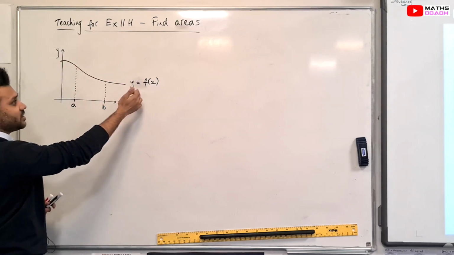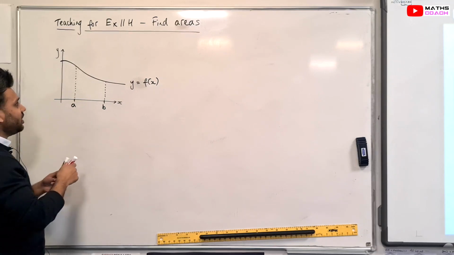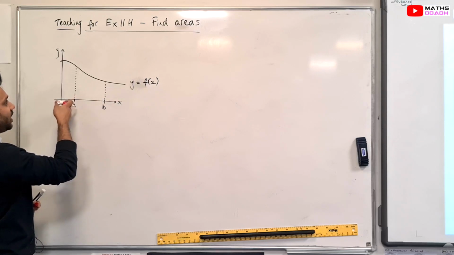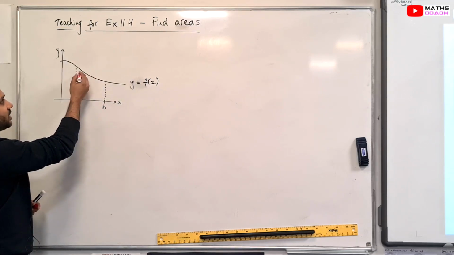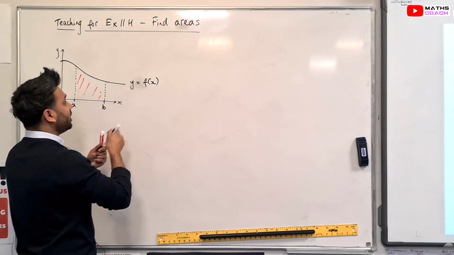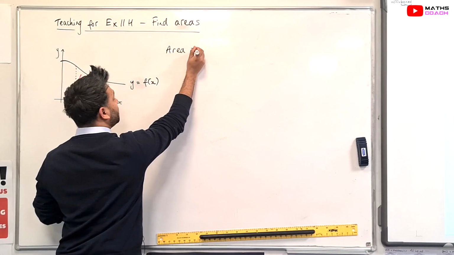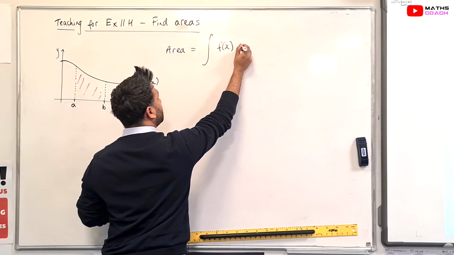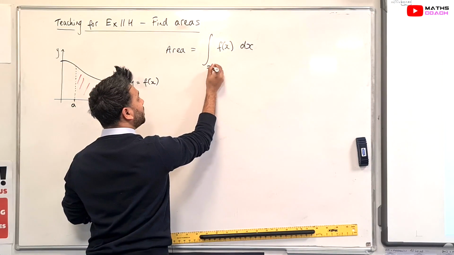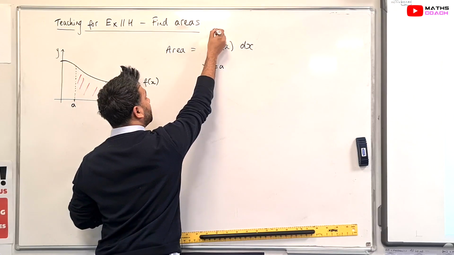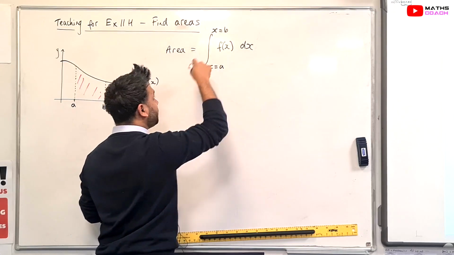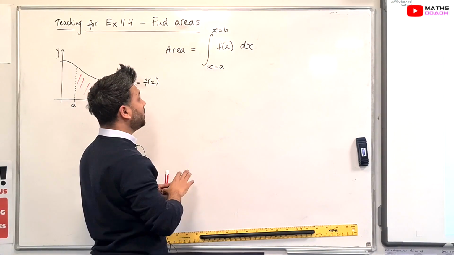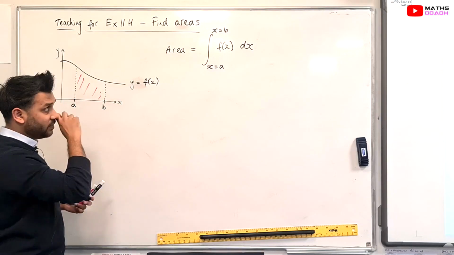So this curve here is some function of x. The area bounded between the curve, the x-axis, and the lines x equals a and x equals b is this shaded region here. The shaded area is given as the integration of the function f of x with respect to x between x equals a and x equals b. You would have seen this in your first year of AS level maths. Basically, this is the formula for working out the area between a curve and the x-axis.